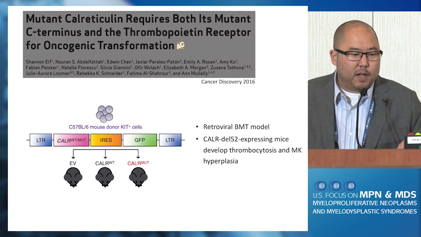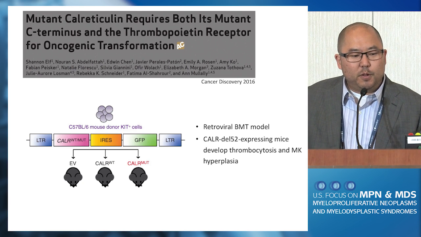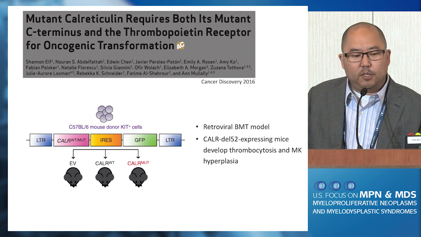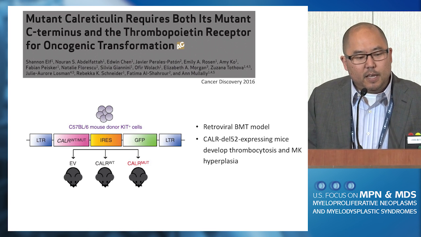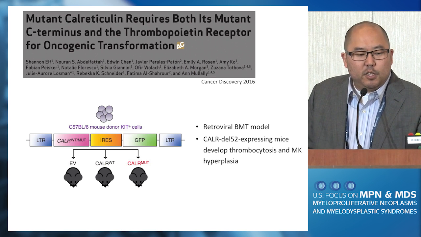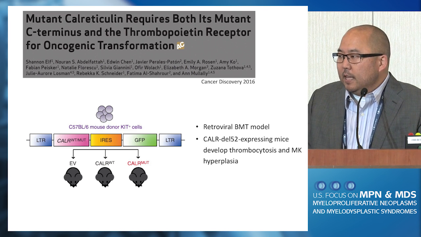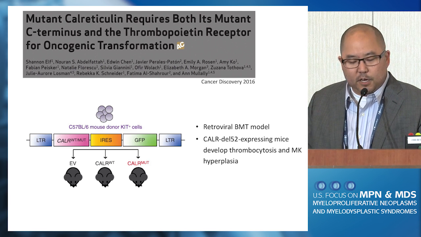So to briefly talk about this study, in this paper, Anne's group first generated a mouse model with calreticulin, a retroviral transplant model, where they expressed the type 1 52 base pair deletion in calreticulin, which is the most commonly present mutation in patients with MPNs. They found that expression of that mutant form of calreticulin was sufficient to induce an MPN phenotype. Specifically, these mice developed thrombocytosis and megakaryocyte hyperplasia.